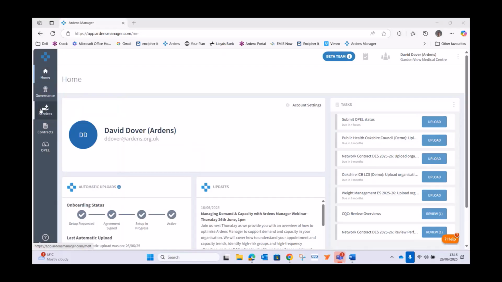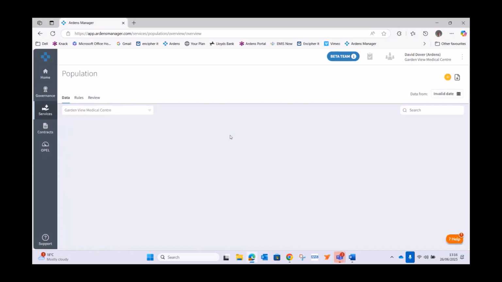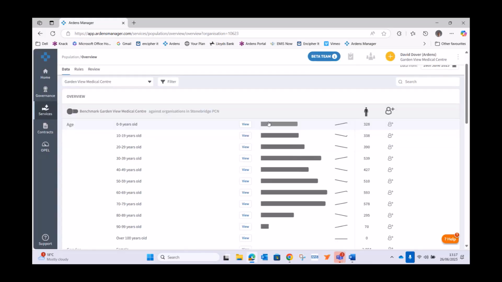So one of the dashboards I just want to jump onto first of all is go to services, down to population. Now again, just based on what Charmaine was saying earlier, all of this data is being uploaded into your Ardens Manager on a daily basis. So to a certain extent, yes, you may want to run reports in System 1, reports in EMIS Web, but just by logging in, I know what my practice breakdown is like right here, right now. So when I'm looking at those age ranges, I can see where there have been those increases, I can see where there have been those decreases.